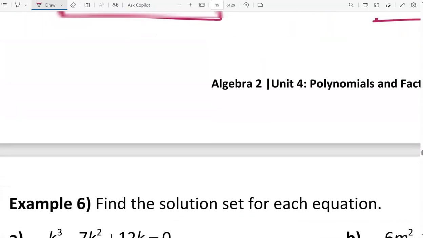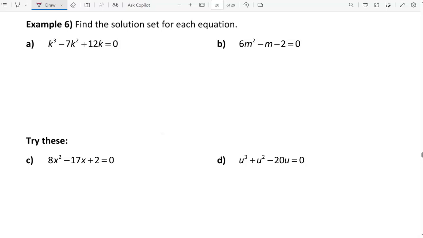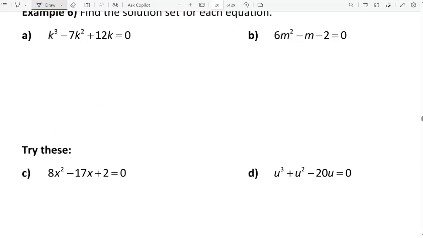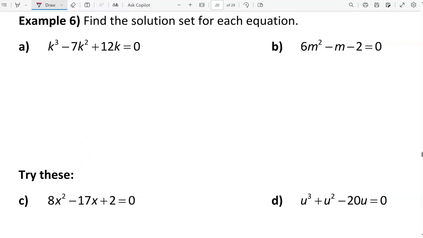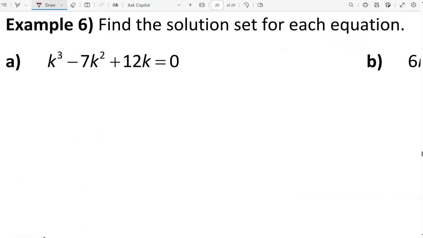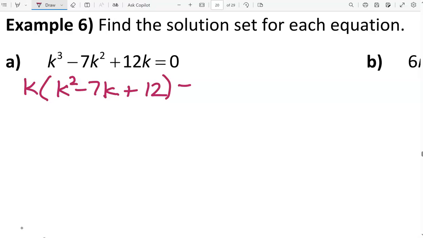All right. In example 6, we are finding the solution set for each equation. So now we are solving an equation. We're going to use factoring as a tool to solve each equation. This one's already equal to 0, so all we need to do is factor, and we're going to start with the GCF, and k divides evenly into all of those terms. So we have k squared minus 7k plus 12 when we factor out the k, and we can factor once again.